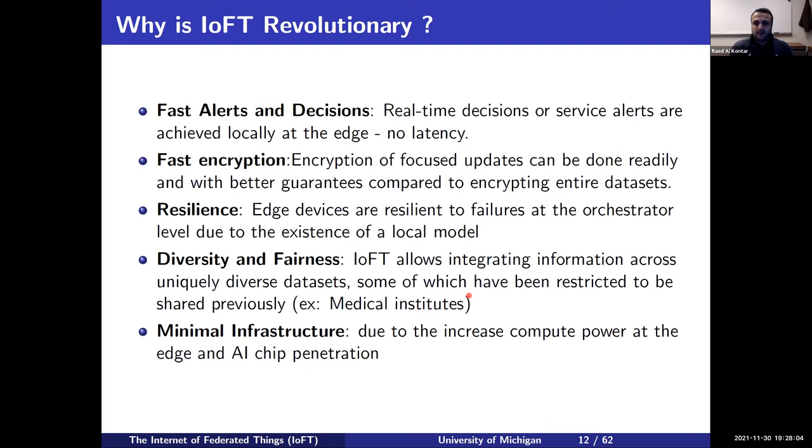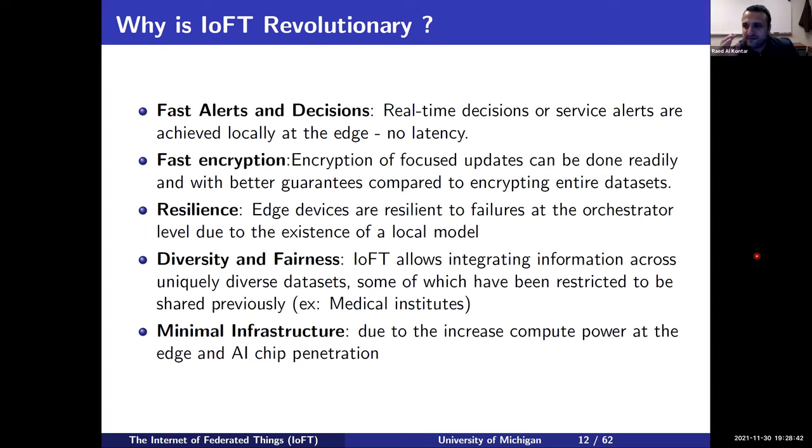Right now we have a local model. Alerts and decisions can be achieved at the edge because we have our model locally. Okay, fast encryption is an obvious advantage because it's much easier to encrypt or add some noise perhaps to a focused update. Recall the example of the mean, rather than encrypting an entire data set. We can actually achieve encryption with much better guarantees if we just encrypt focused updates. Resilience, right now, since we have a local model, common cause failures that can happen on the cloud, IoFT devices can be resilient to such failures.